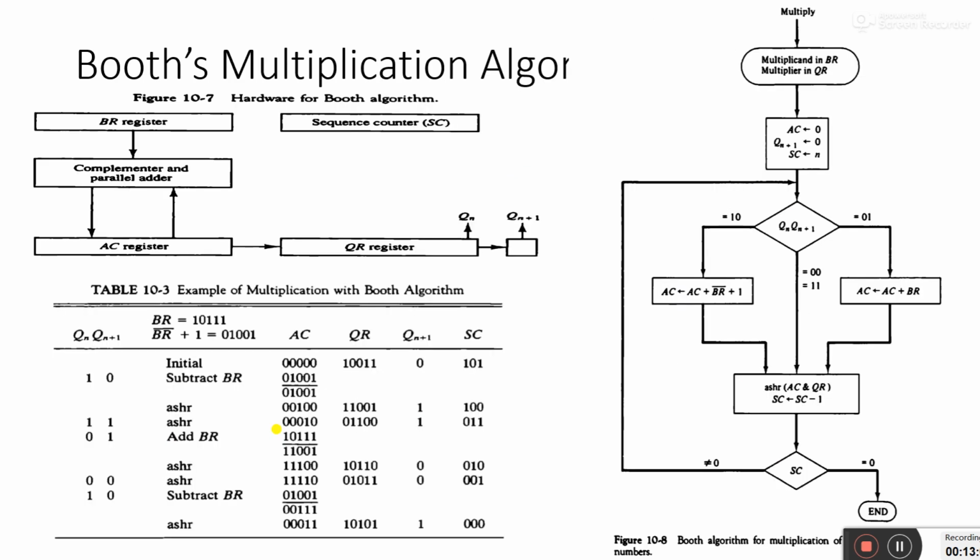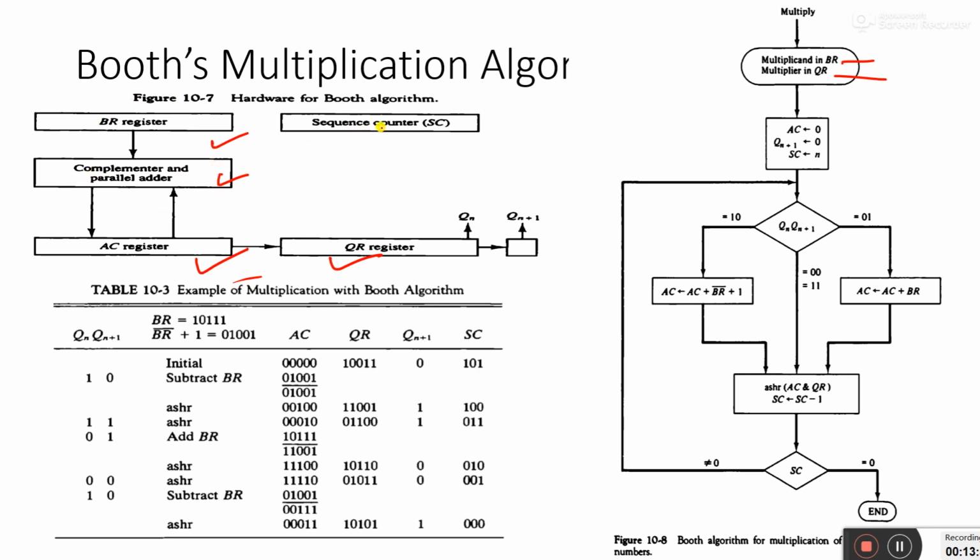Now we can check 2's complement multiplication, and for this purpose Booth's algorithm is a very good example and a very good option for us whenever we decide the hardware system for computer hardware. So in Booth's algorithm, we have the multiplicand in the BR register and the multiplier in the QR register. My accumulator register is here, along with my complementer and parallel adder, as we have already seen in the addition algorithm.